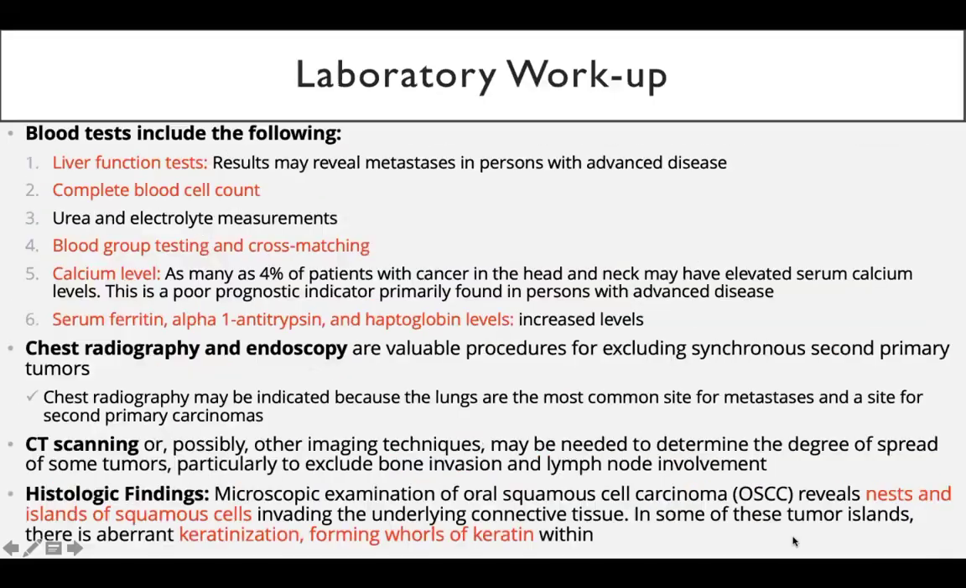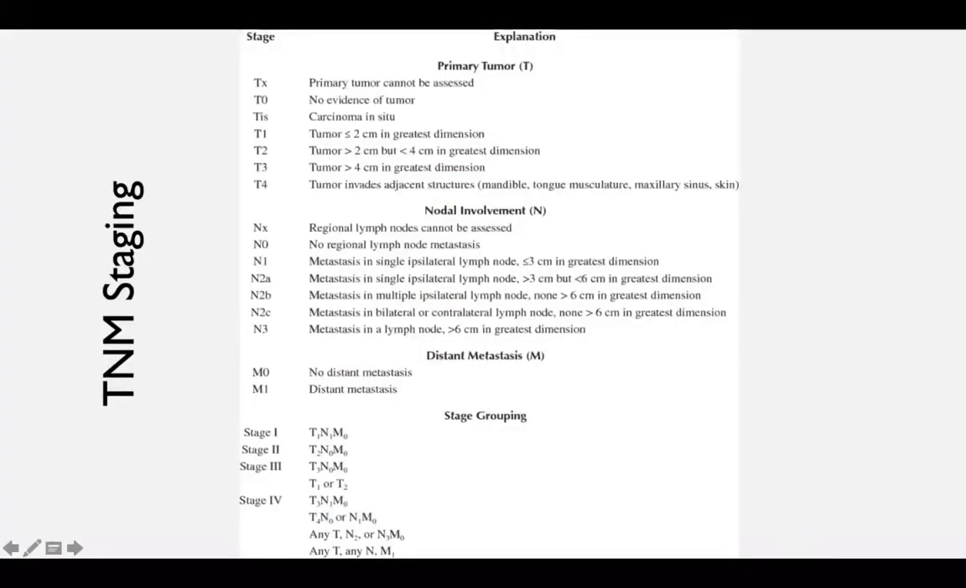Okay, so we are at the TNM staging, one of the most important parts of the diagnosis and staging. So T is for tumor, N is for lymph node, and M for metastasis.